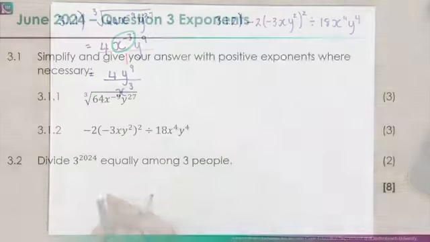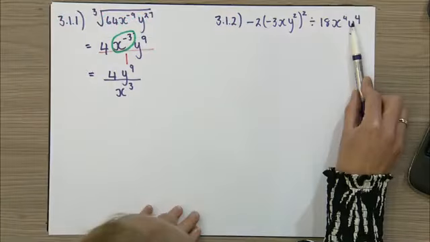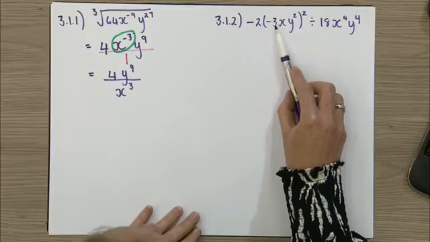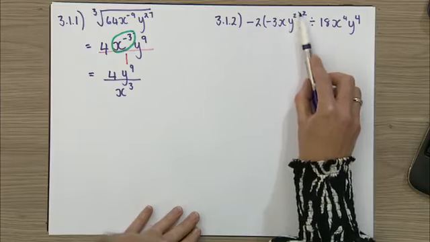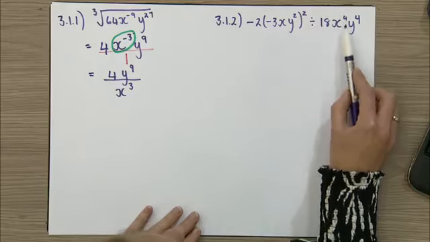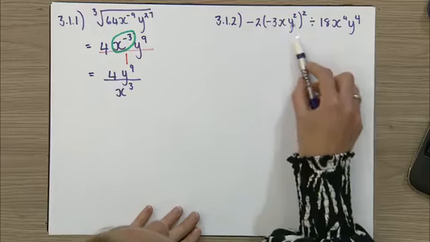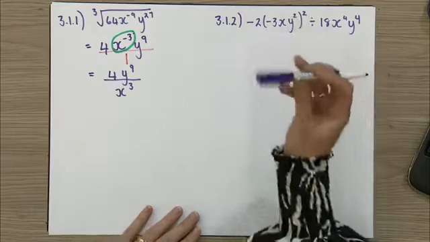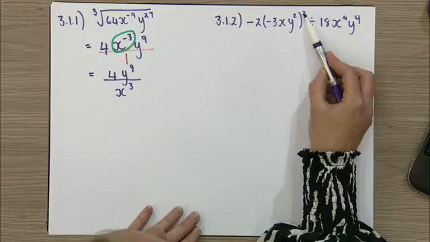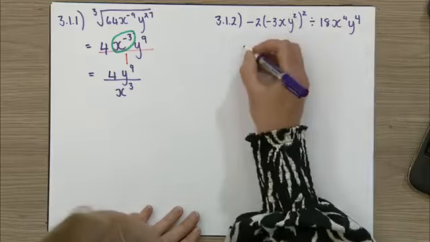Question 3.1.2. There was a lot going on in question 3.1.2. So, let's look at it. Negative 2 times, in brackets, negative 3xy squared, that is all raised to a power of 2, then divided by 18x to the power of 4, y to the power of 4. Where do I start? I have to do the exponents first. So I am raising exponents. I've got to remember the power of 2 on the outside of the bracket belongs to everything inside the bracket. So let's go do that first.